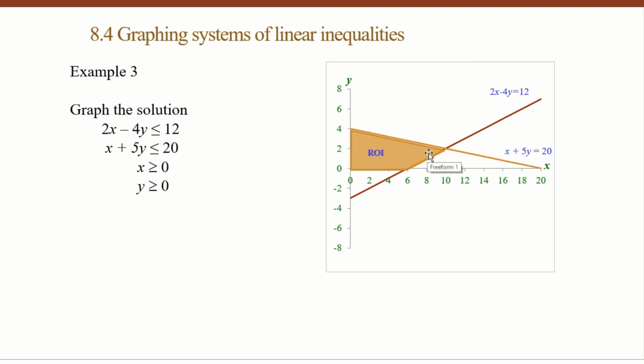Now, if you look in your manual on the bottom, there are coordinates. What coordinates are those? Those are the corner points around all the intersection points around the region of interest. So you have 0, 0 here. You have 0, 4. You have 6, 0, and you have this, which is 10, 2.